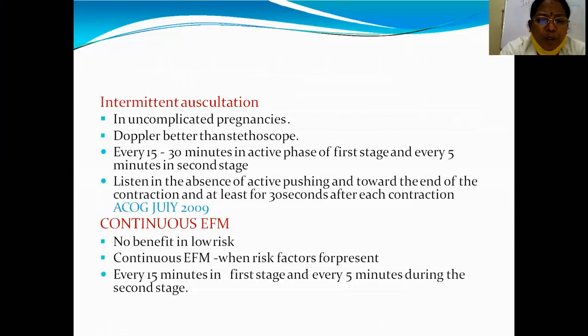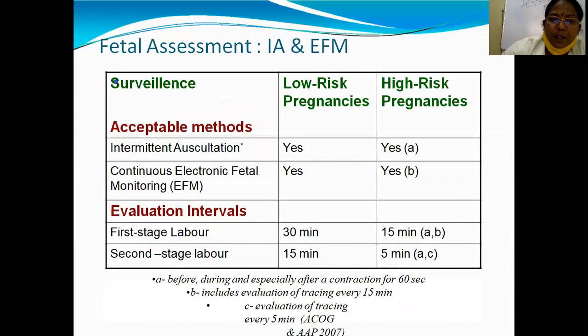So I already discussed this. Continuous fetal monitoring, intermittent auscultation with Doppler, and continuous fetal monitoring. Continuous we don't use when the case is low risk, only in high risk cases. I already told you, in the active stage of labor, every 15 minutes you have to check, and in the second stage of labor, every 5 minutes.